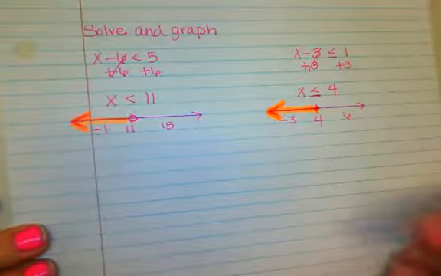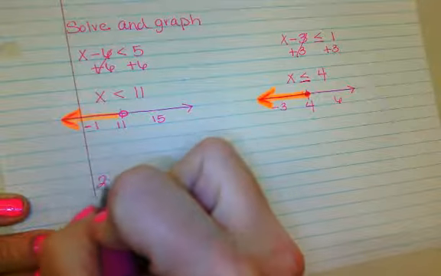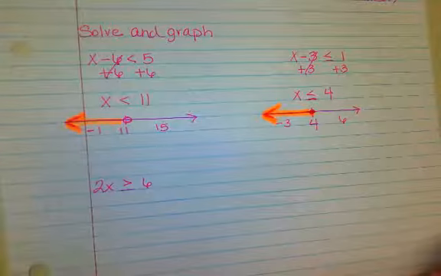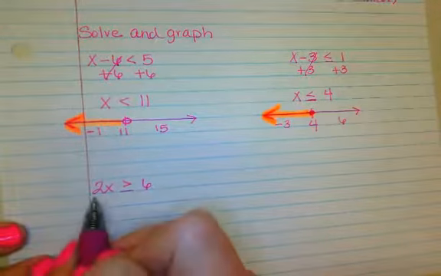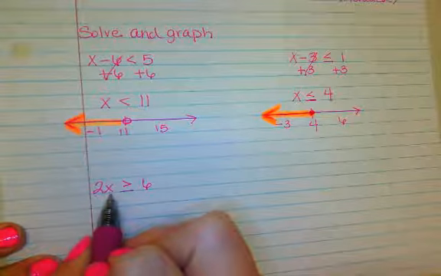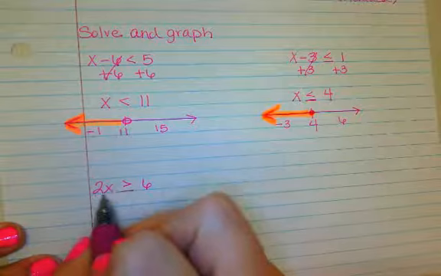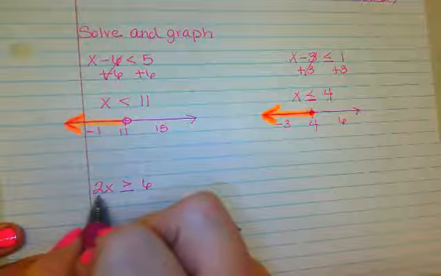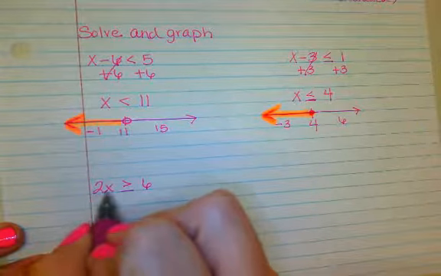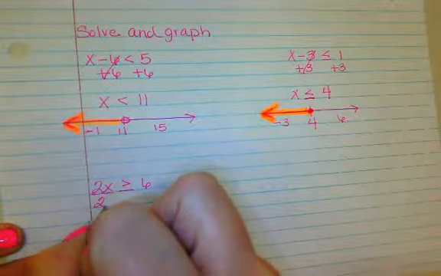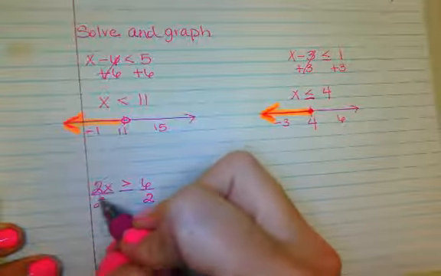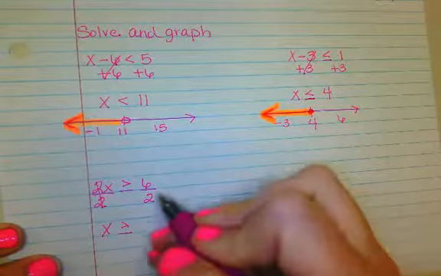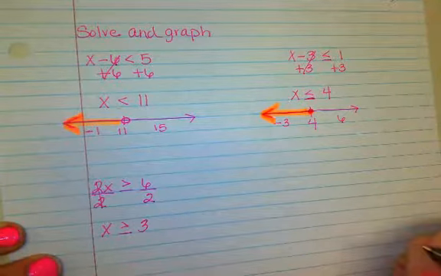Okay, let's move on down, and this time we have 2x is greater than or equal to 6. Well, I know in my class we've talked about this numerous times. Anytime we have a number touching a variable like this, this means multiply. And the opposite of multiply is divide. And you always divide by the coefficient, the number touching the variable. So we're going to divide by 2 on both sides. These cancel, which leaves x is greater than or equal to 6 divided by 2, which is 3.